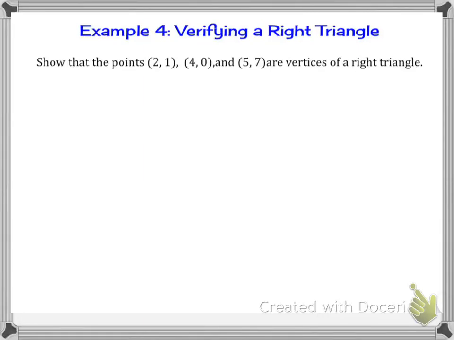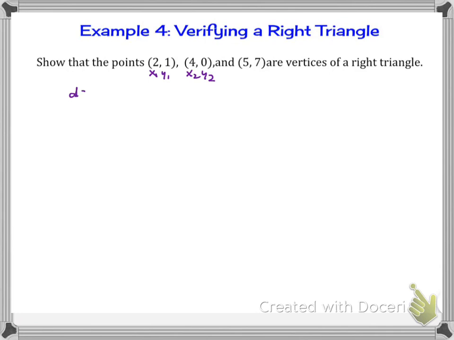Let's do example 4, verifying a right triangle. Show that the points (2, 1), (4, 0), and (5, 7) are vertices of a right triangle. So first, we need to use the distance formula in order to find out what the distance is between each of these points. So I'm going to start with this one first.